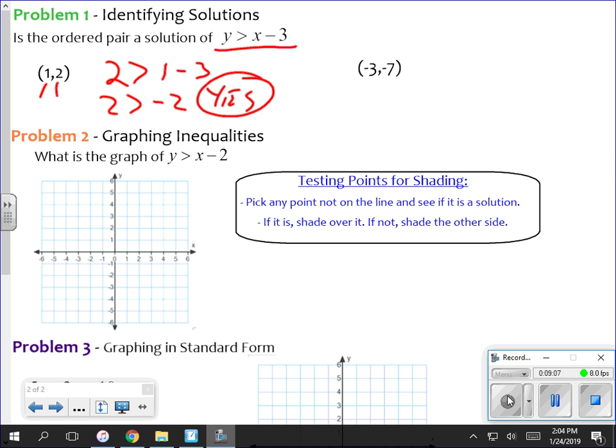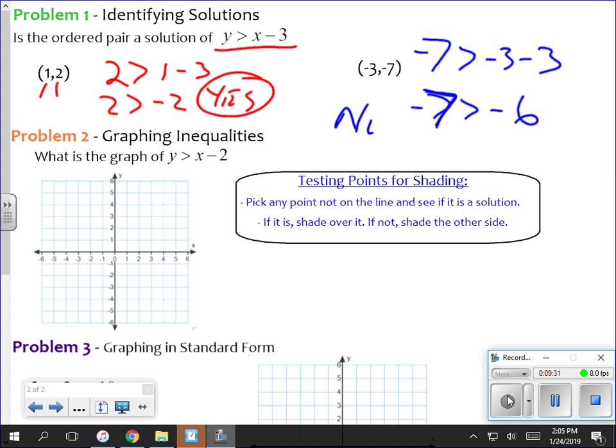Okay, so let's go ahead and plug those numbers in. X is -3, Y is -7. So I want to know if -7 is greater than -3 minus 3. Is -7 greater than -6? No. Questions?